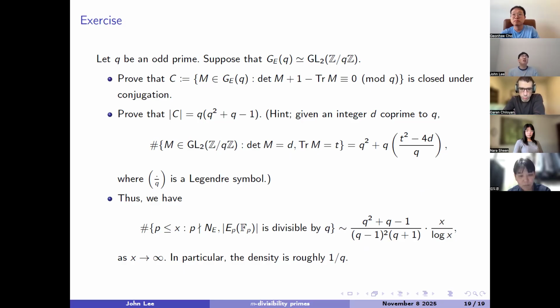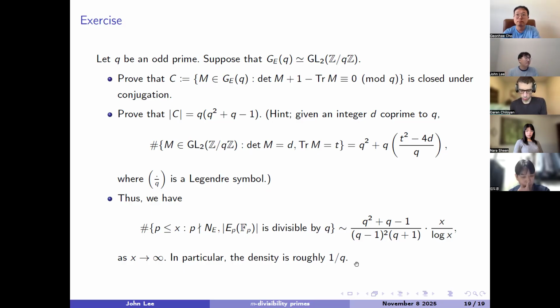If I ask you, what is the probability that a randomly chosen integer is divisible by 11, then probably you'll say it's 1 over 11. You just take 1 through n, choose all the numbers divisible by 11, and the ratio converges to 1 over 11. Likewise, the size of EPFP is so well randomly distributed. So if GQ is the full Galois group, then the density of primes where EPFP is divisible by Q is roughly 1 over Q, as if you're choosing one random number from the integers that should be divisible by Q.